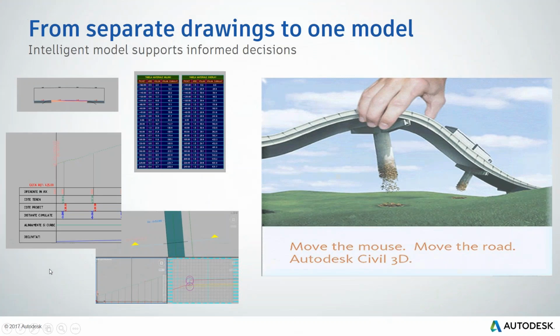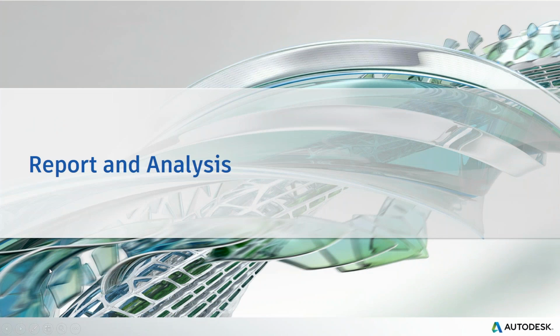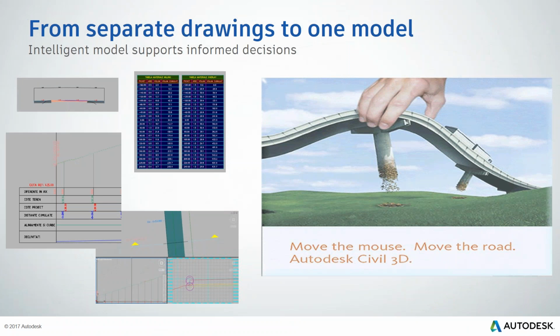And now let's have a look at report and analysis. This is where you start getting most of the benefit, because as I mentioned at the beginning, what is important is: move mouse, move road. Basically, if you change something, that will be automatically propagated. And in our case, everything is connected.